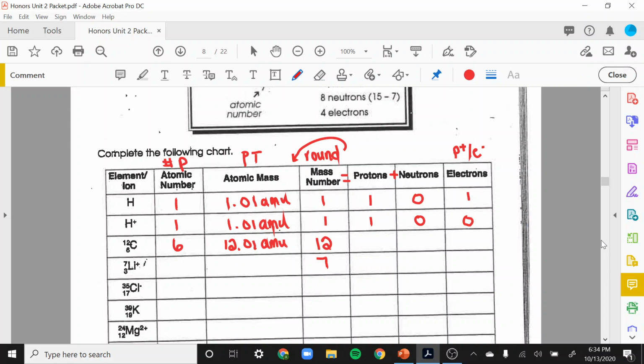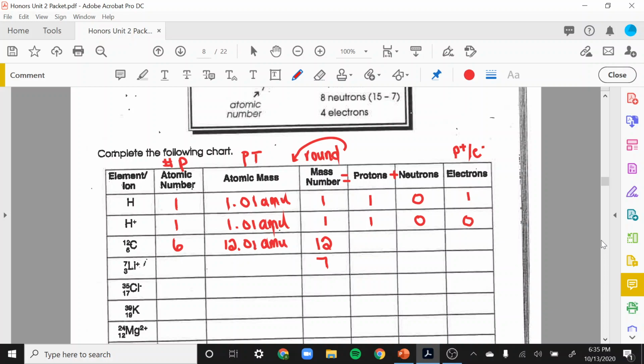Now, there will be times where you have a mass number that is not anywhere close to the average atomic mass. If you're given a mass number, like if we had carbon 14, we'd be like, oh, that's not a mistake, right? That's just a different isotope of carbon, a less abundant one. So there will be times when this mass number is not anywhere close to the average atomic mass, and that's okay. So don't let that confuse you.